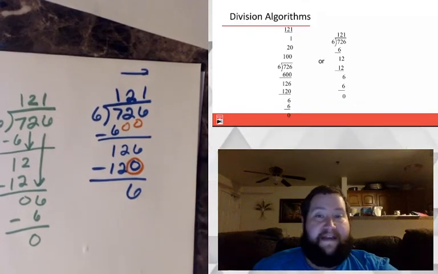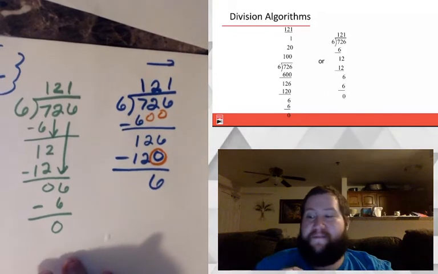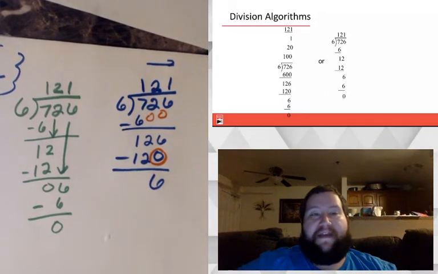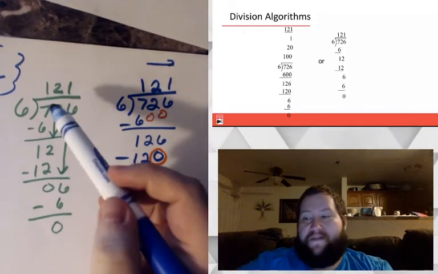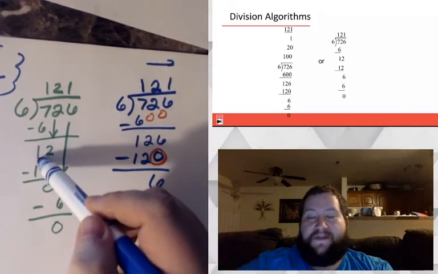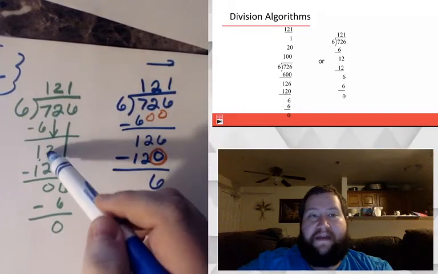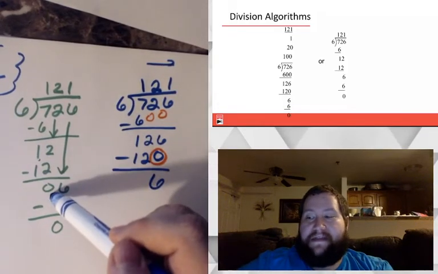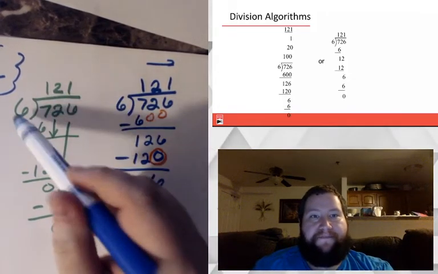So let's see if I can now step back through this. What we did over here, we said there is 1 6 in 7, so we can subtract, and we're left with 1. And we said there are 2 6s in 12, subtract it, we had none, had to bring a 6 down, there's 1 6 in 6, and we're good to go.